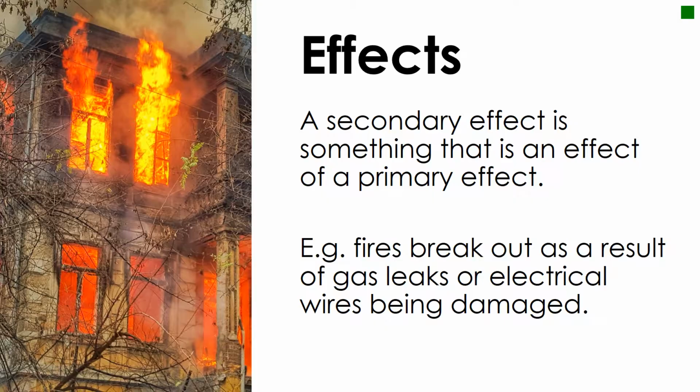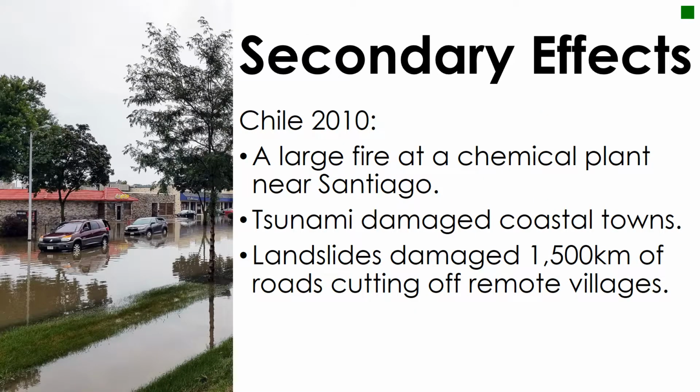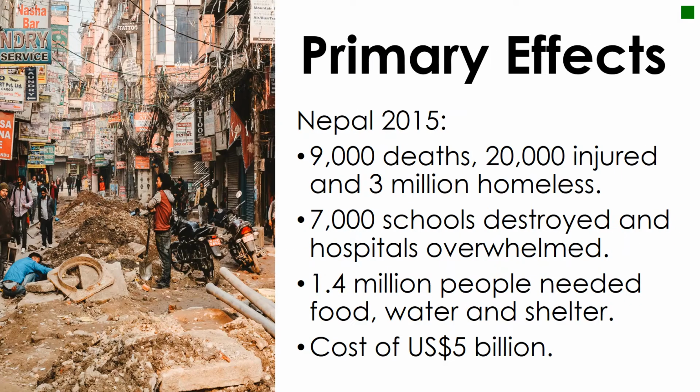A secondary effect is something that is an effect of a primary effect, so a sort of knock-on effect. So one example would be fires would break out as a result of gas leaks or electricity wires being damaged by the initial quake. The secondary effects in Chile were a large fire broke out at a chemical plant near Santiago, the capital. A tsunami was triggered that damaged coastal towns not just in Chile but across the Pacific Ocean basin. And landslides damaged 1,500 kilometers of roads and cut off some of the more remote villages, making the aid to get in there take a lot longer than normal.